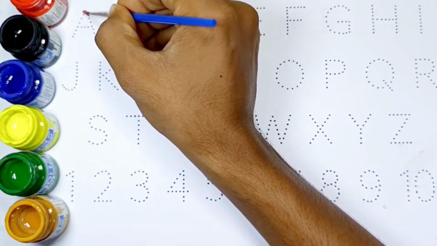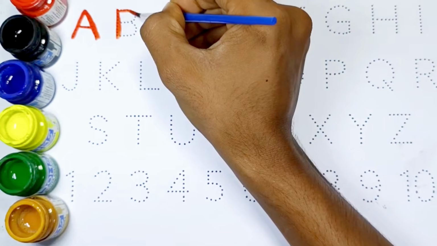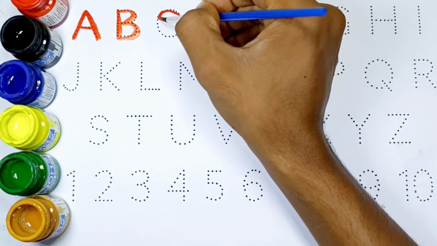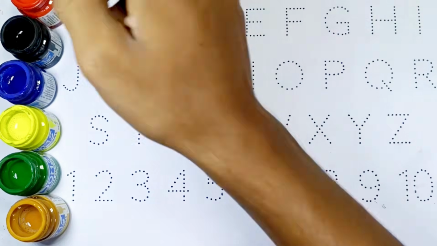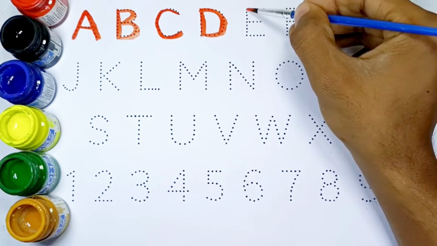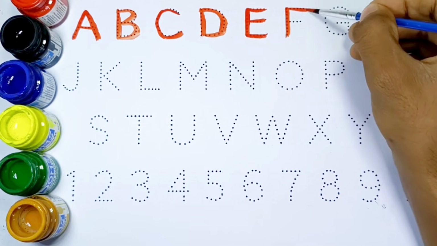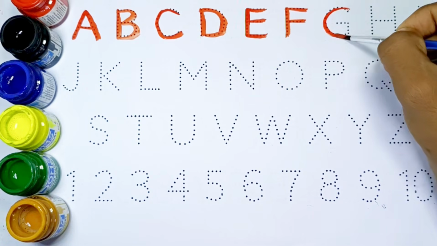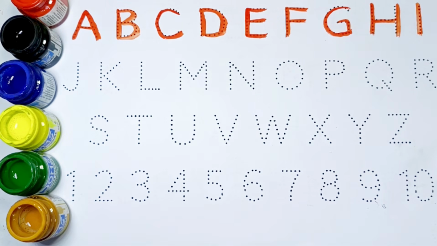and use red color. A for apple, B for ball, C for cat, D for dog, E for elephant, F for fish, G for kite, H for helicopter, I for ice cream.